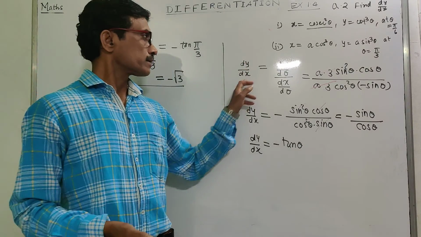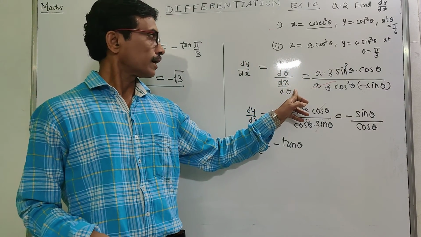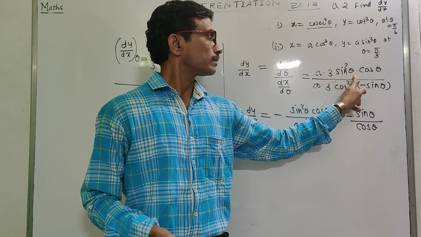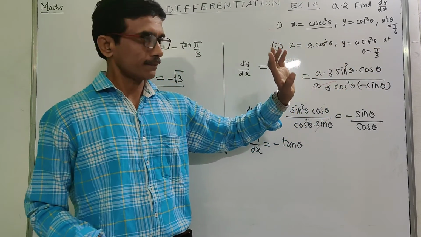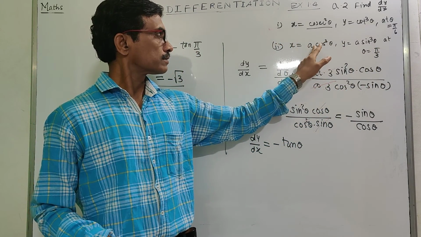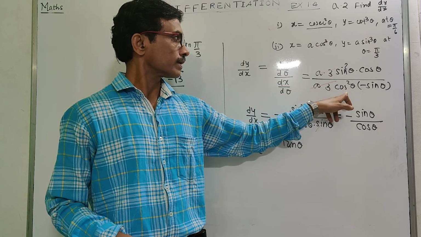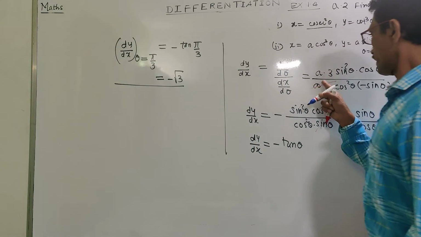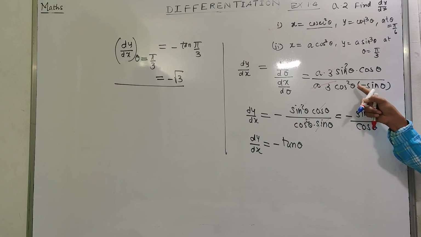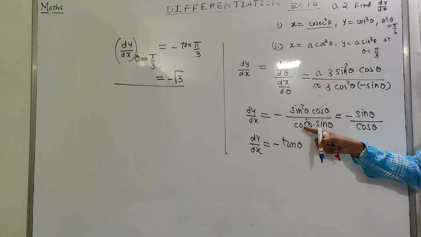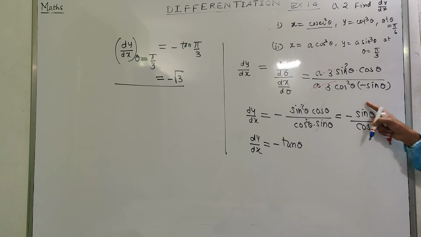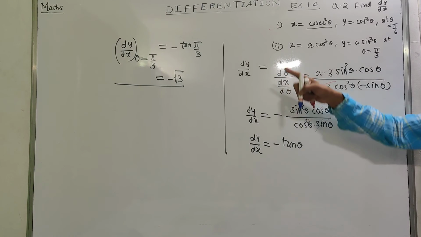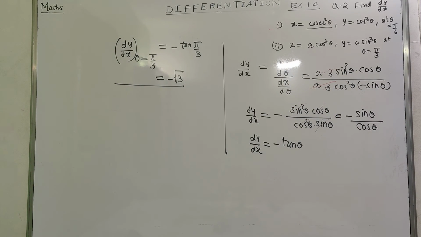So listen, dy by dx is dy by d theta upon dx by d theta. The derivative of y is 3 sin square theta, and the derivative of sin theta is cos theta. The derivative of x, that is a constant, 3 cos square, and again the derivative of cos is minus sin theta. So 3a is getting cancelled, one sin theta is getting cancelled, cos theta is getting cancelled. What is left over here is minus sin theta upon cos theta, which is minus tan theta. And substitute theta is equal to pi by 3.